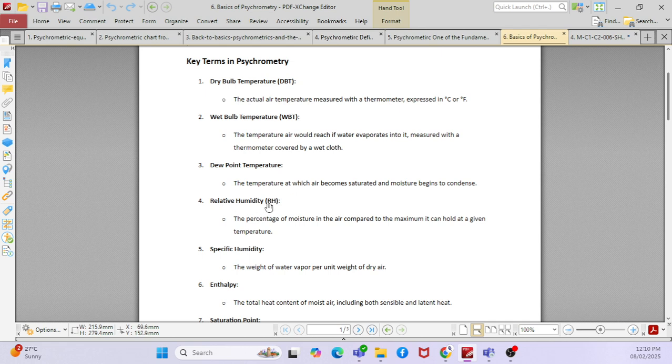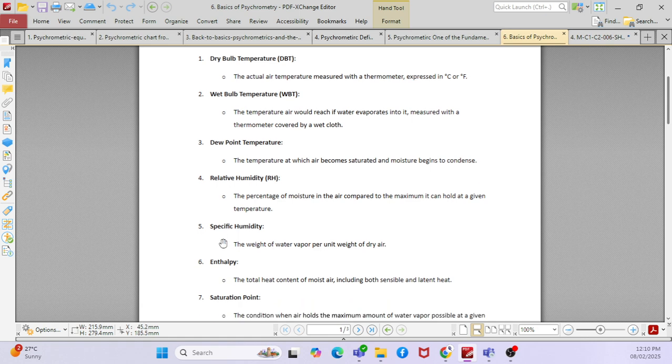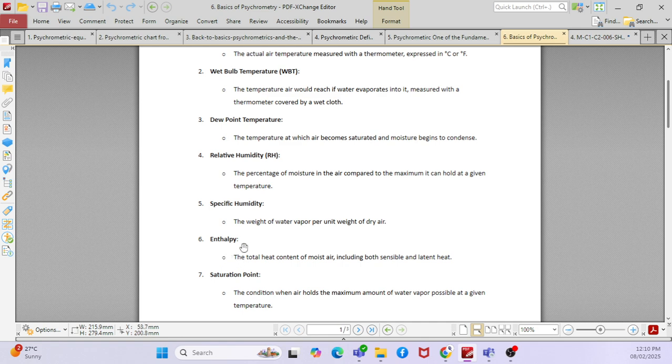When you say relative humidity, it is a percentage. How much percentage of moisture is in the air? This is the percentage of moisture in the air compared to the maximum it can hold at a given temperature. When you talk about specific humidity, this is the weight of water vapor per unit weight of dry air. Enthalpy is the total heat content of moist air, including both sensible and latent heat. How much energy is in that particular air, right?